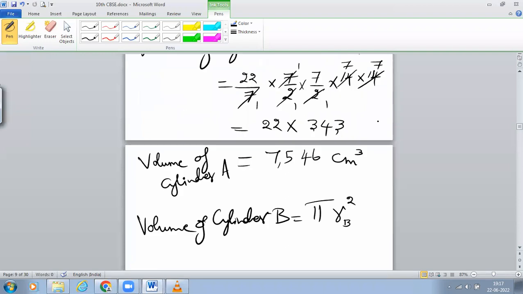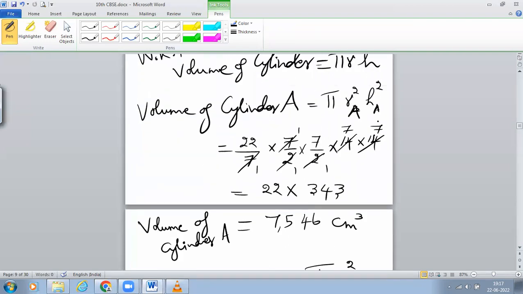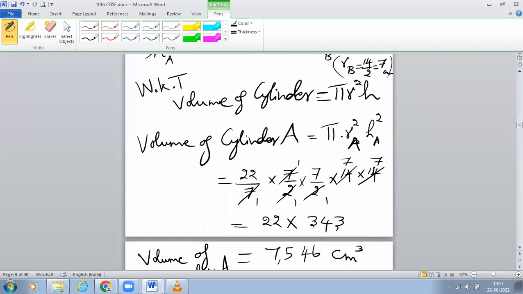Sorry, one minute. I made a mistake. Can anyone tell me what mistake I have made in this step? There is a very big mistake. The formula is pi r square h, but I have written here pi r square into h square. This is not square. This is a mistake, ma'am. Please cut this.